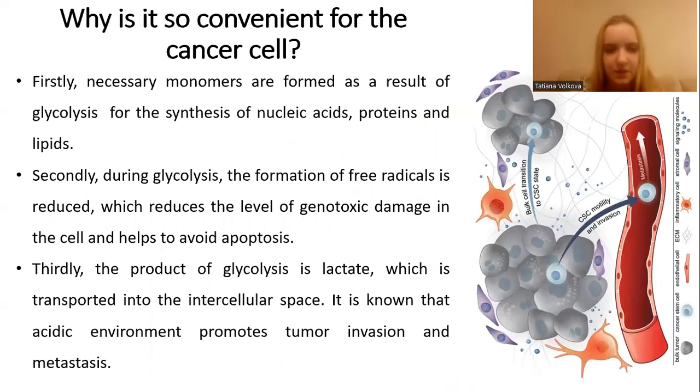Firstly, necessary monomers are formed as a result of glycolysis for the synthesis of nucleic acids, proteins, and lipids. Secondly, during glycolysis, the formation of free radicals is reduced, which reduces the level of genotoxic damage in the cell and helps to avoid apoptosis. Thirdly, the product of glycolysis is lactate, which is transported into the intercellular space. It's known that an acid environment promotes tumor invasion and metastasis.